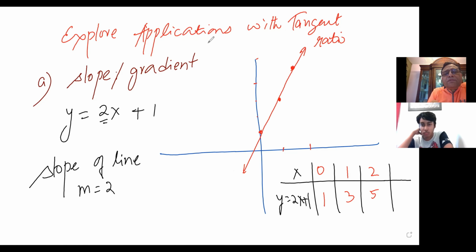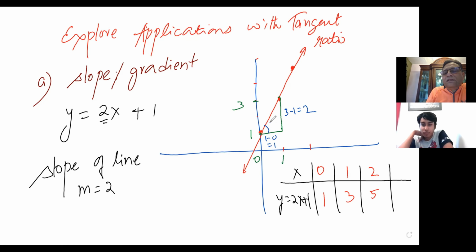How do I relate the tangent ratio with this line? You see, if I draw rise over run, it is this, right? At this point at 0, we have 1, and at 1, we have 3, correct? So what is the rise here? 3 minus 1, which is 2. And the run is 1 minus 0, which is 1, correct?